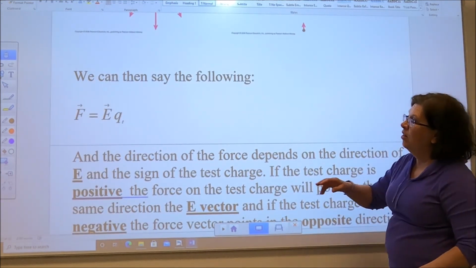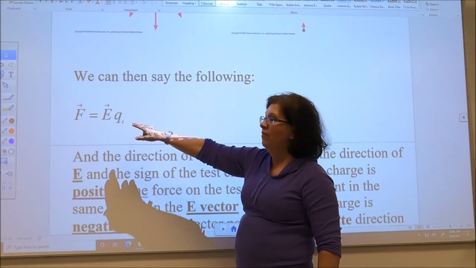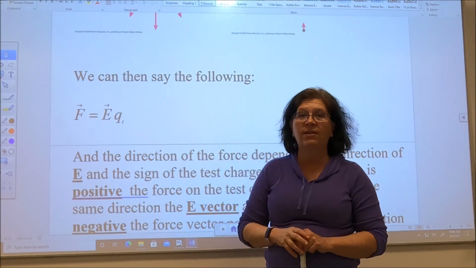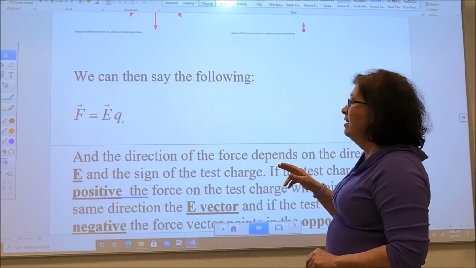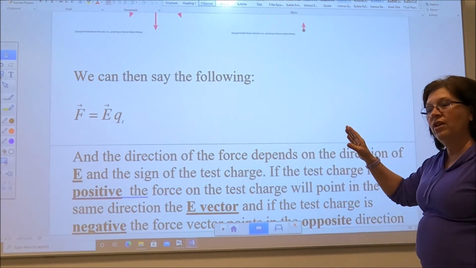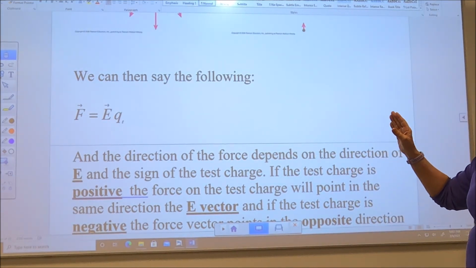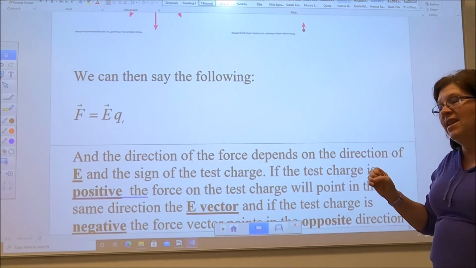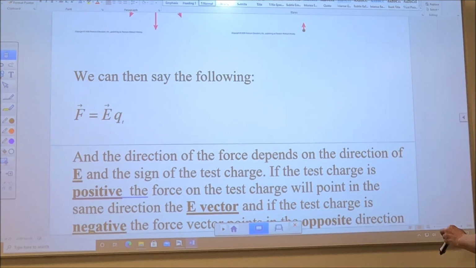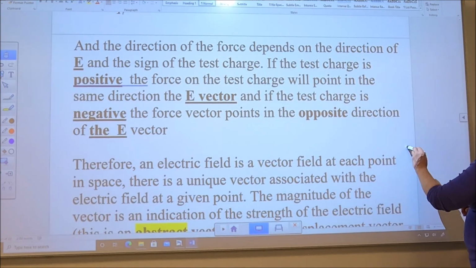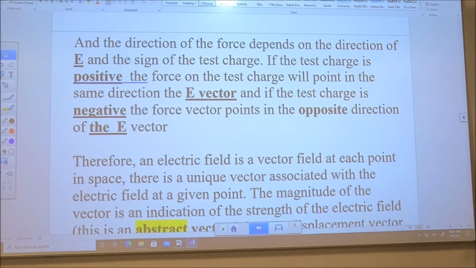So we can say the following. The force vector is equal to the electric field vector times Q test. If we have a positive test charge, then the test charge is going to experience a force in the same direction as the electric field. If the test charge is negative, the force is going to be in the opposite direction of the electric field.